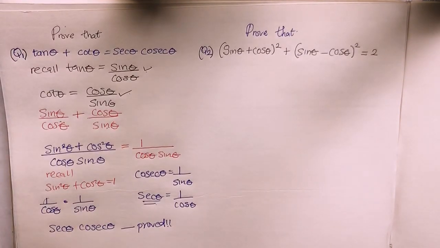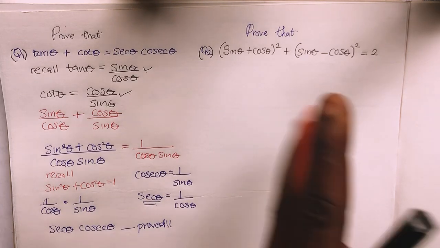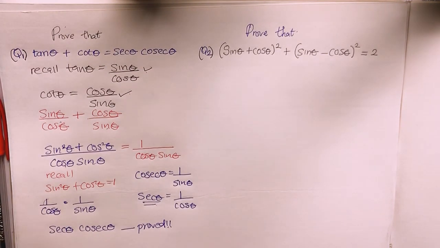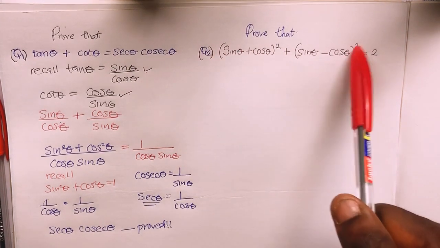That's how to apply basic identities on any question on trigonometry identities. Then let's move to question 2. Question 2, you're having (sin theta plus cos theta) all squared plus (sin theta minus cos theta) all squared equals 2. That means you're asked to prove that everything here is equal to 2.